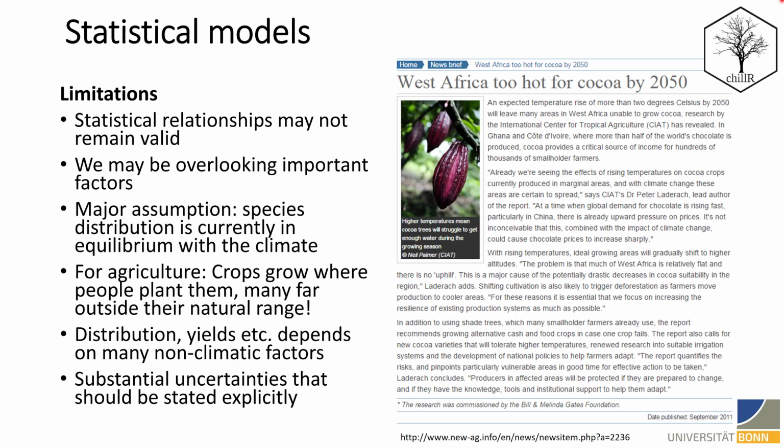Here's a study that was developed by some friends of mine, but I still have serious problems with it. There was a press release at some point a few years ago, like "West Africa will be too hot for cocoa by 2050." Obviously, a super important crop in this region will be too hot for cocoa. So basically this crop would disappear by 2050 is what's implied here.